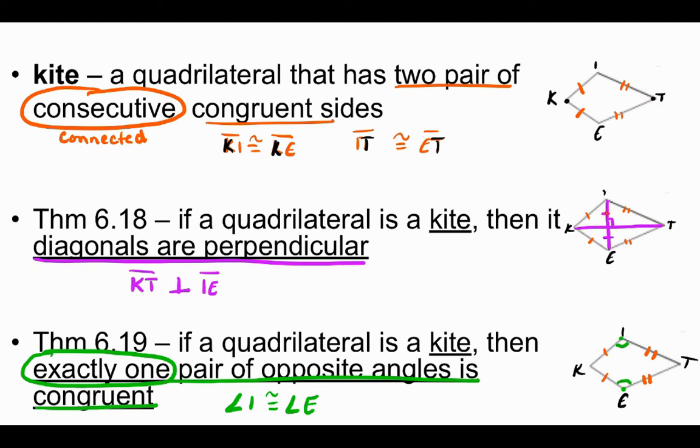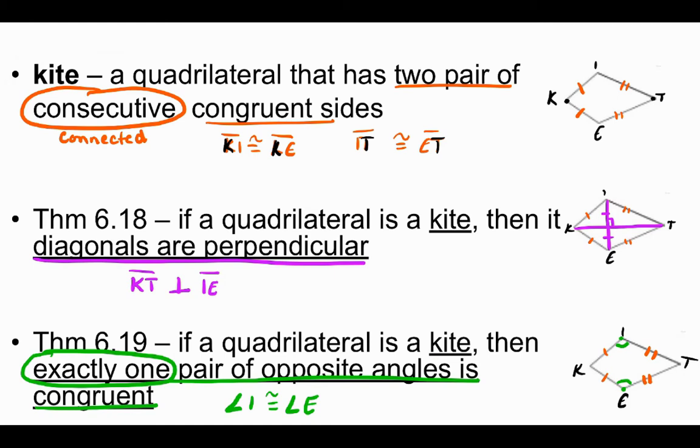In a kite, the diagonals are going to be perpendicular, and we can actually use this to prove that we have hypotenuse leg congruence between the two triangles on each side of the diagonal to get that we actually end up bisecting one of our diagonals. So it's usually the shorter diagonal that gets bisected, but our diagonal that goes from the vertex where the non-congruent sides are connected.